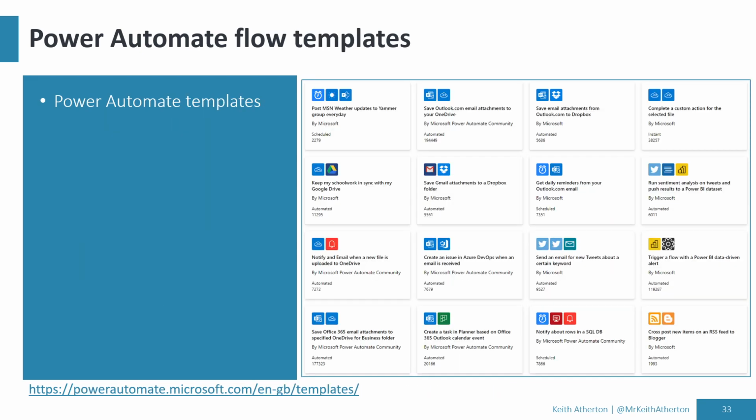And just like with the Power Apps, we've also got Power Automate Flow templates. And again, these are really good starting points to say, I want to create one, connect it using my credentials, and either use it as is or you can modify it as well. So you can see some of the examples there. We've got ones that show the alarm clock at the start, get daily reminders from your Outlook.com email, ones that connect to Twitter, connect to Power BI, and so on and so on.